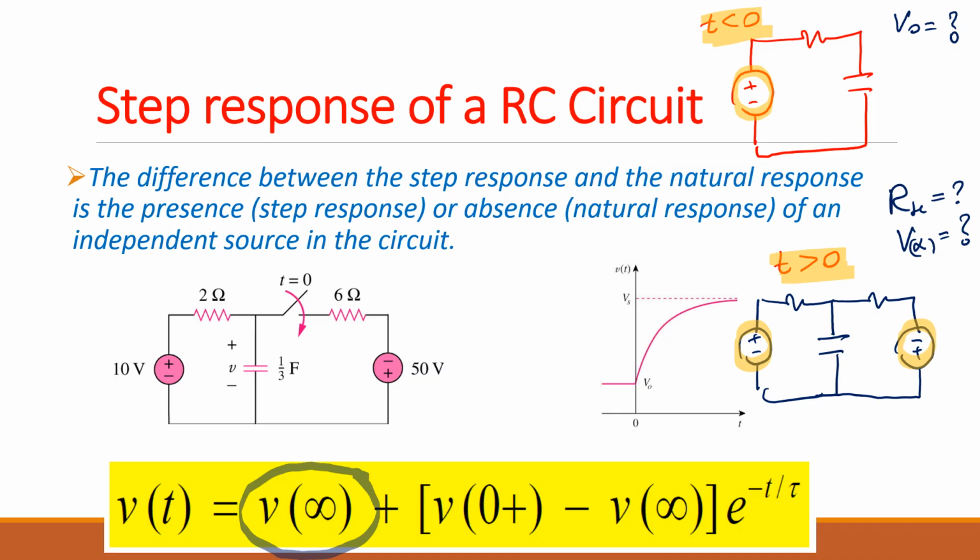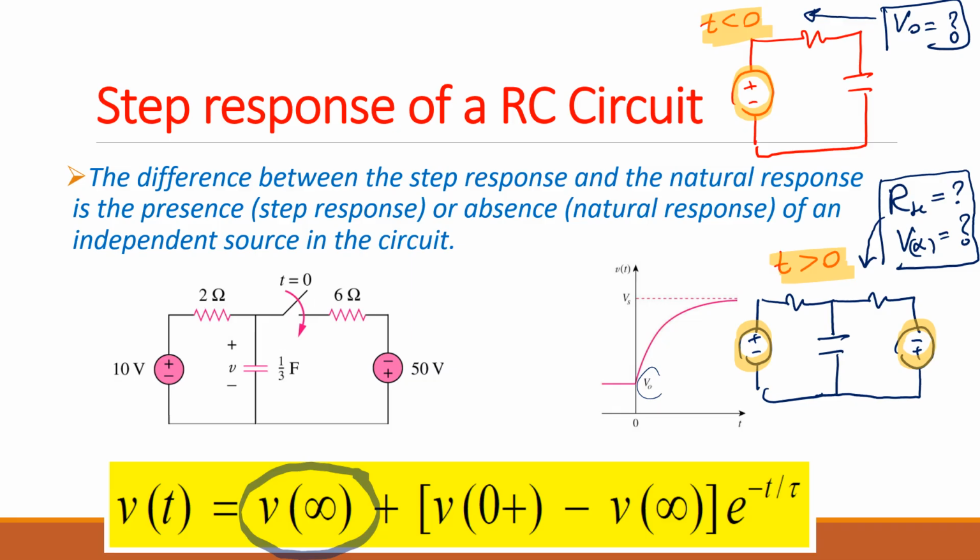Okay, so when the time is more than 0, you can draw the circuit and use that to find the V infinite and also RTH. But to find the V naught, you use the circuit which is t is less than 0. So can I give you a few minutes to work on this one? You can see voltage is not going to 0 when the time goes to infinity. Voltage is reaching another value. So that will be your final voltage. Do you understand this or not?